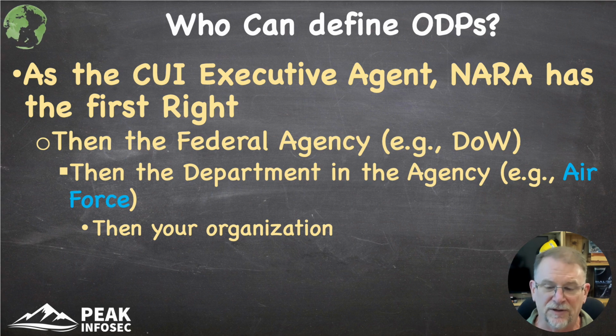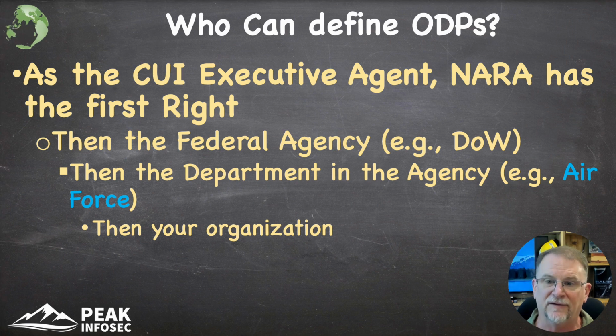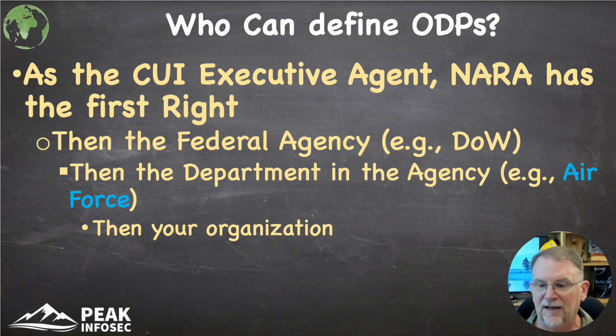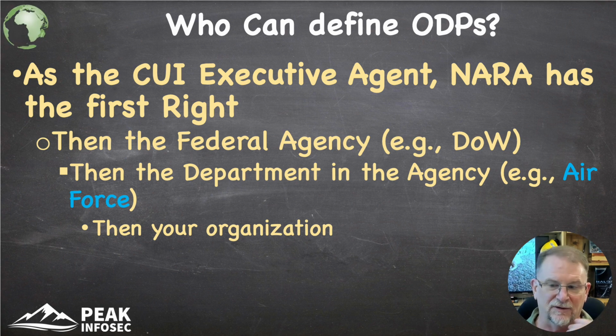So who can define ODPs? Well, ultimately, NARA, as the CUI executive agent per 32 CFR Part 2002, has the first right of ownership to define them. Then the federal agency, for example, the Department of War, has established the ODPs, and the agency underneath them can then supplement or strengthen them. Whatever's left over, which they don't specify or give you guidance on, you get to decide what you want to do.